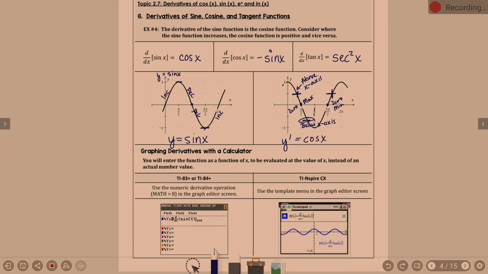This next section talks about graphing derivatives with a calculator. You enter the function as a function of x to be evaluated at the value of x instead of an actual number. And so here, it's been a hot minute since I've done this. Grab your calculator.